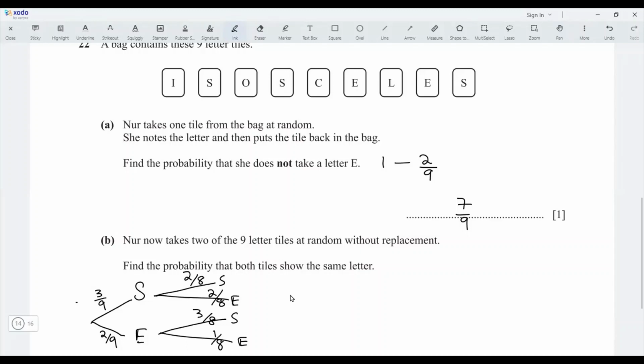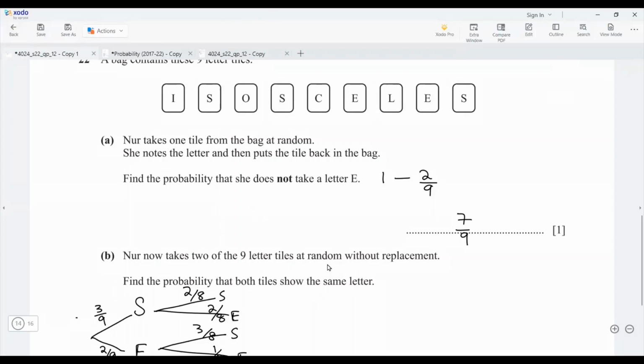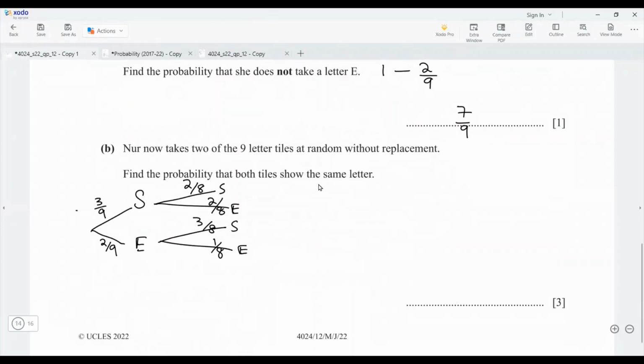So which of the tiles are having the same letter? Actually we are saying that the same letter tiles are S and S, and similarly E and E. No other tiles are repeating, so that's why we have taken these two tiles for our answer. So you can say P of same tiles must be equal to 3 by 9 times 2 by 8. This is the first event, 3 by 9 times 2 by 8.